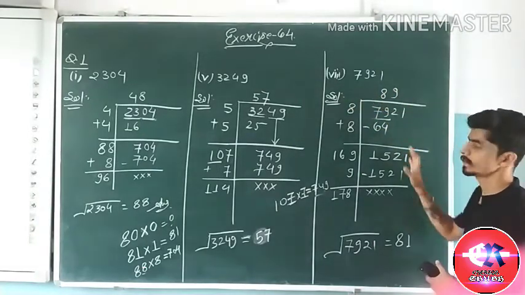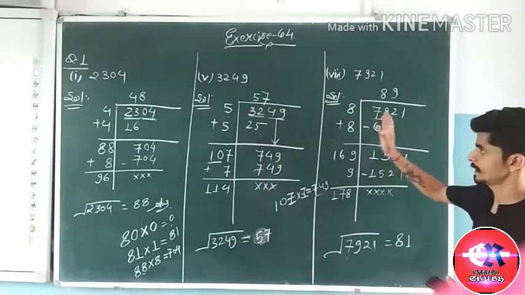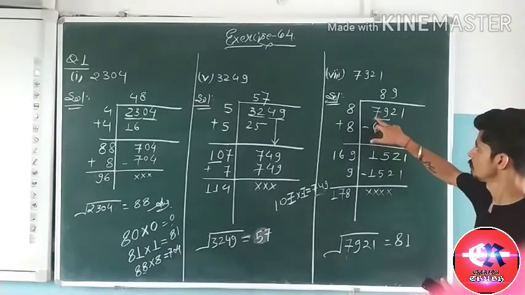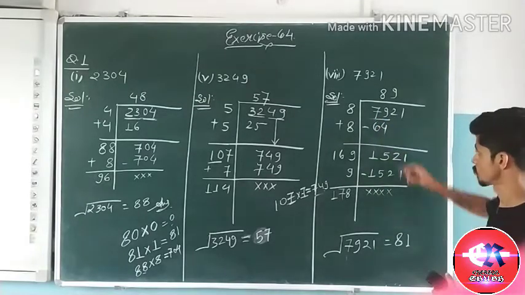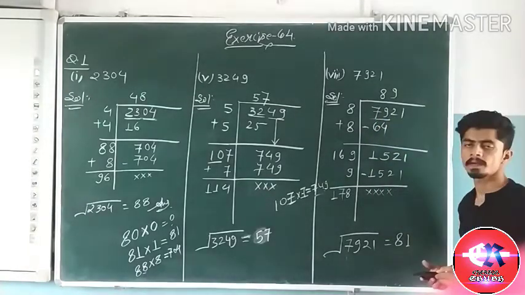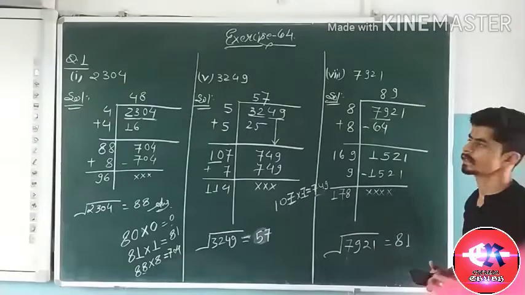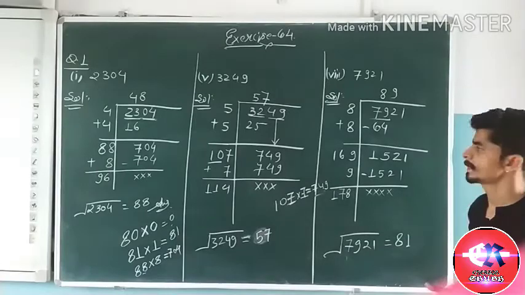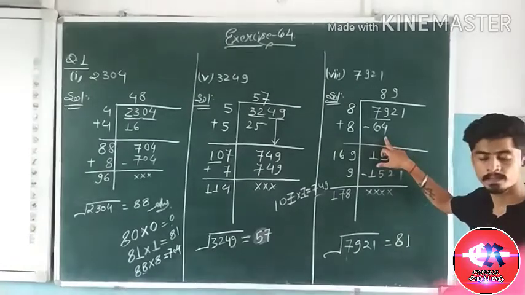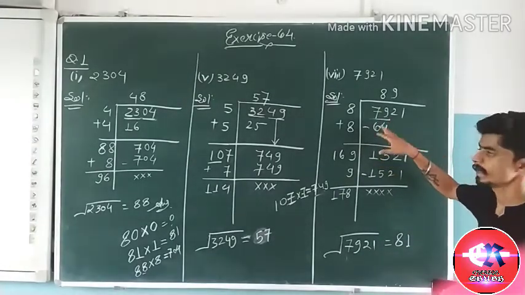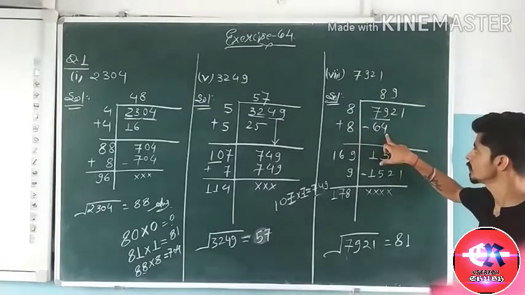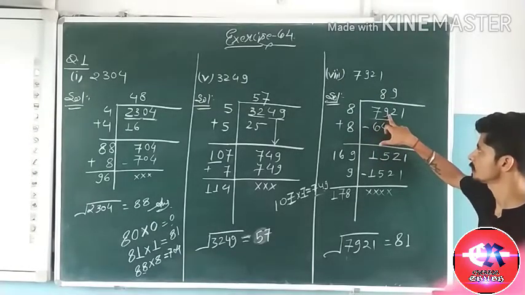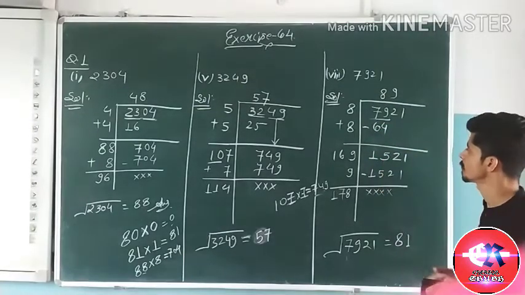Question number 8, which is 7921. We have to find the square root of 7921. So the same pattern we have to follow here. We have to target firstly the first two digits, which is 79, and find a number whose square is nearest to 79. 8 8s are 64 and 9 9s are 81, but 81 is more than 79, so we have to take 8 8s are 64. Now 64 will be subtracted from 79, it will become 15.